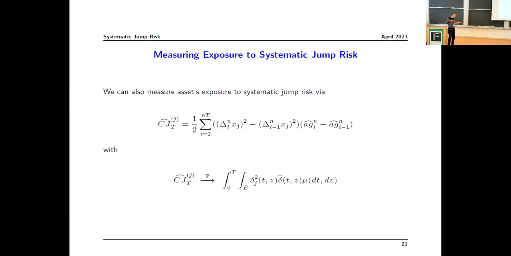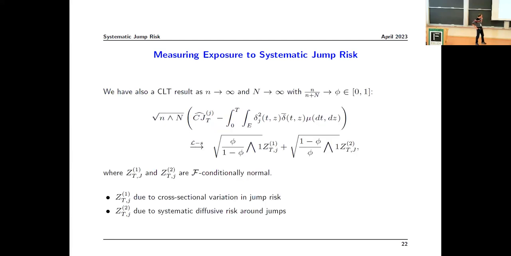What you can notice also is that everything is in squares, and so that's not by any means the only measure of exposure to systematic jump risk, because you're losing the sign. If you're interested in the level of returns, the cross-section of expected returns, that's not going to be good. But for what I'm going to show you as an application, where I will go to variance risk, that actually is going to be enough. For the other thing, there's work to be done, and probably something like a version of PCA type analysis will be necessary.